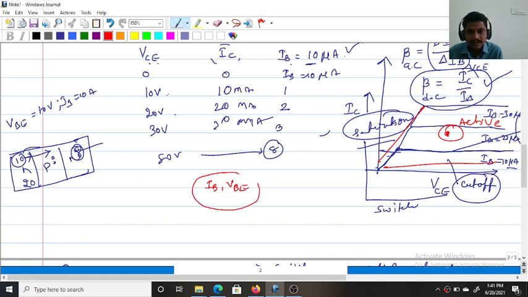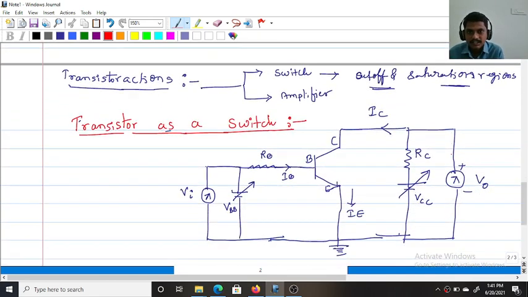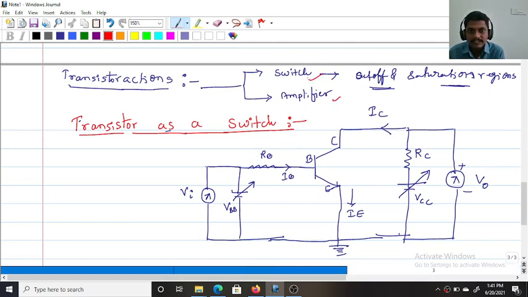By changing IB and properly fixing the base current IB and VBE, we can keep the operating point here. If the operating point is here, it acts like a switch. If the operating point is here, it acts like a switch. If the operating point is here, it acts like an amplifier. So you can see the transistor has two actions, a switch and an amplifier. The transistor acts like a switch when it is in the cutoff and saturation regions.